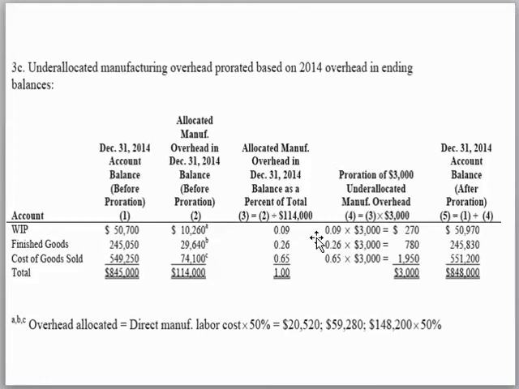the amount of under allocation, to get 270 for the work in process and 780 for the finished goods and 1,950 for the cost of goods sold, and adding this amount to the balance before proration, number 1, to get the balance after the proration. Work in process 5,970 and finished goods 245,830 and the cost of goods sold 551,200.